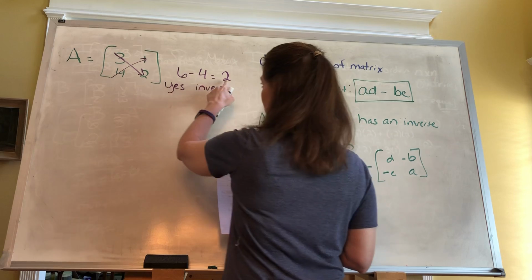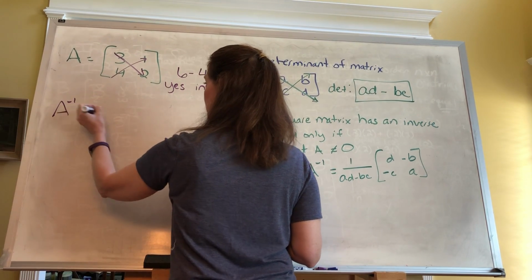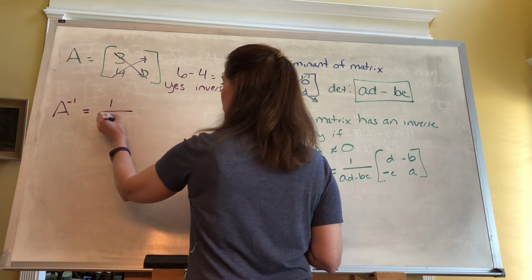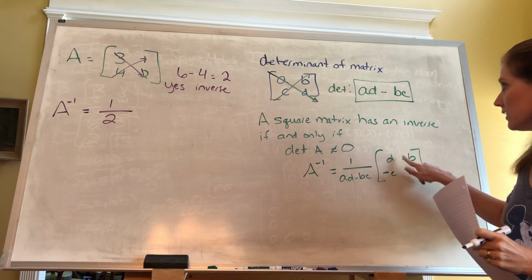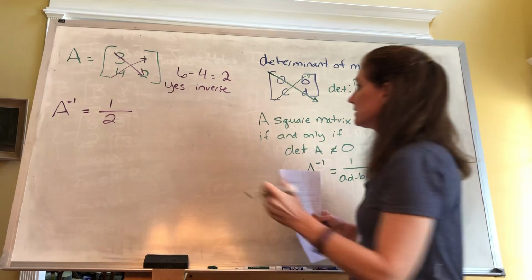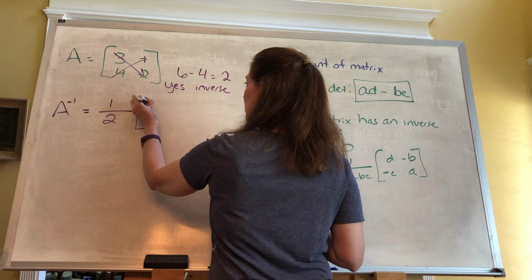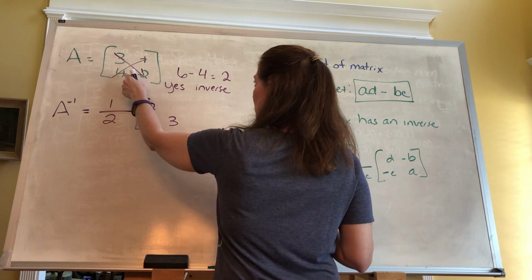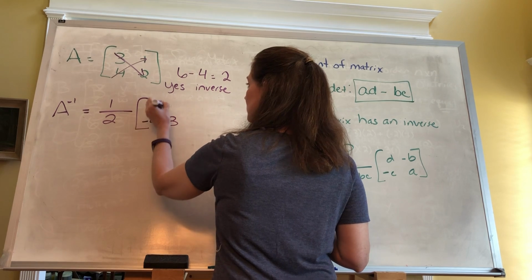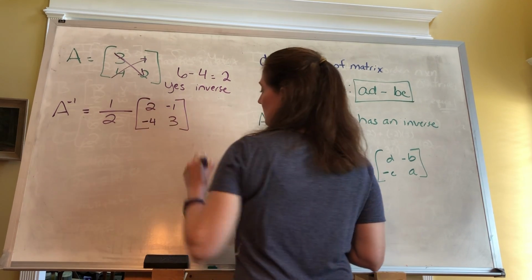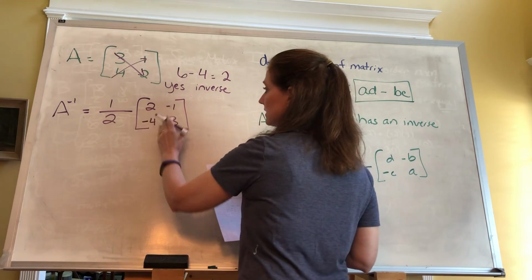Alright, so our determinant is 2, and so to find our inverse matrix, we have 1 over 2, because you see right here it's 1 over the determinant. Alright, and then we're going to just swap these numbers around, where 2 and 3 switch, and then these stay the same, but they're now opposite signs. Okay, so then we just multiply this scalar through.